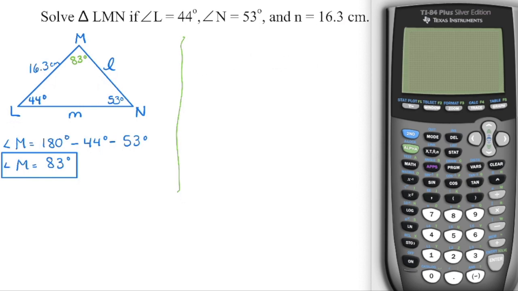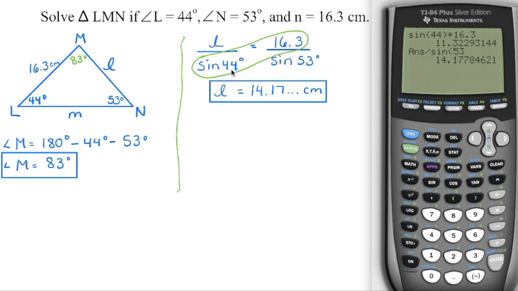In order to solve for L or M, we can set up the sine law for both. Let's maybe start with L. L is opposite 44 degrees, so we're going to have the sine of 44 degrees. Start with the side on top, and continue with the side on top. The only side we know is that 16.3, which is opposite from that 53 degrees. When you put this in your calculator, again, remember you have to close the bracket after that sine 44, multiply by 16.3, press equals to get that product, and then divide that whole product by the sine of 53. Again, I'm just going to leave that as an exact value.